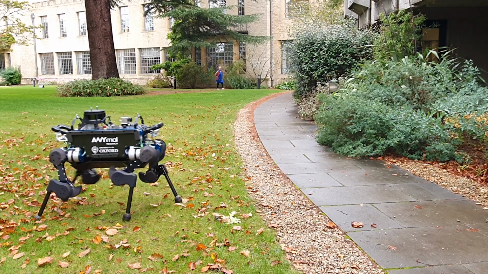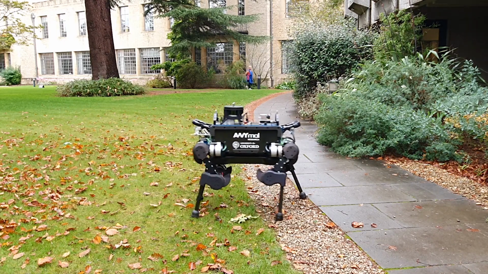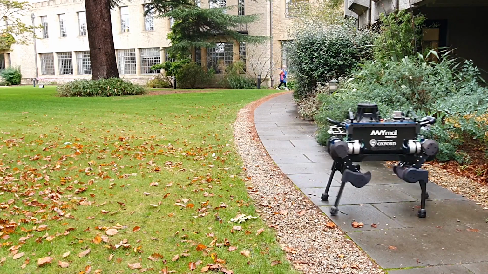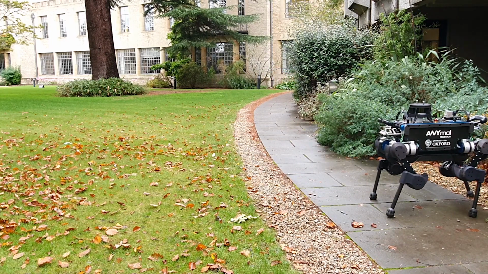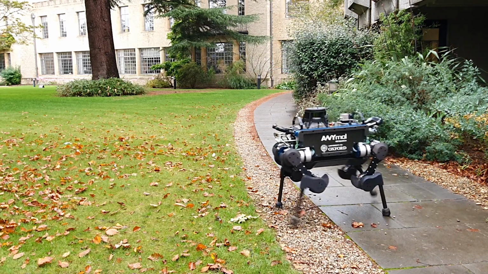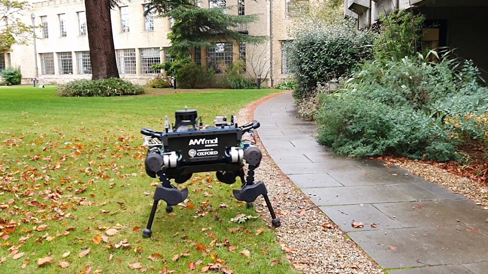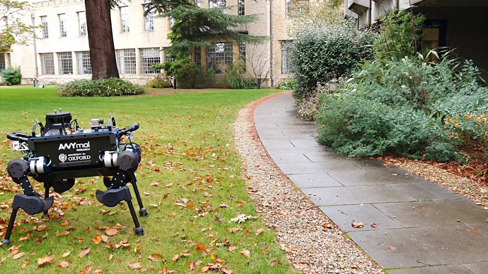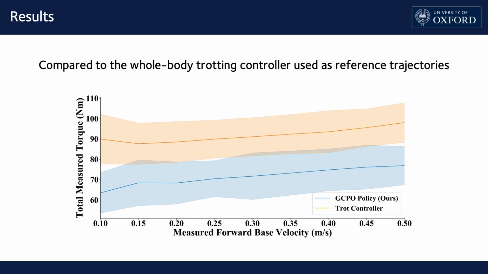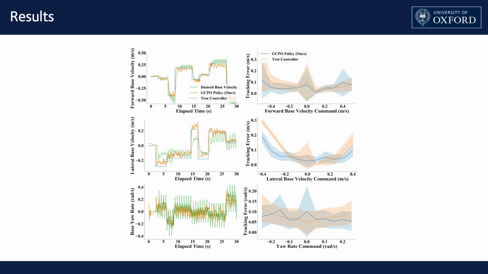We successfully managed to transfer our policy trained in simulation to the real robot and observed that it accurately managed to track the reference velocities even on uneven terrain of varying properties despite having been trained on flat ground. Compared to the whole body trotting controller used as reference trajectories, our control policy required less torque and was also better able to track the user-defined reference base velocity commands.